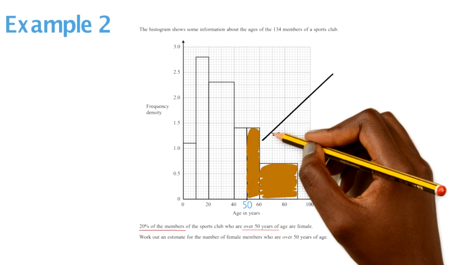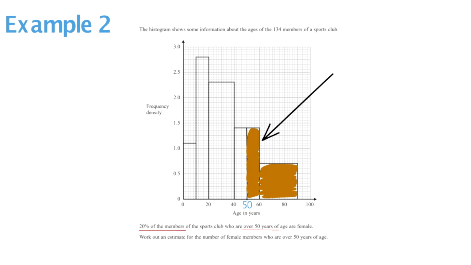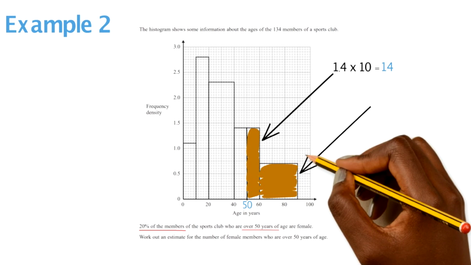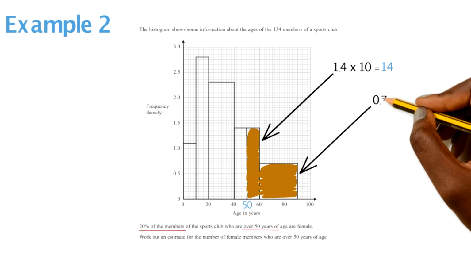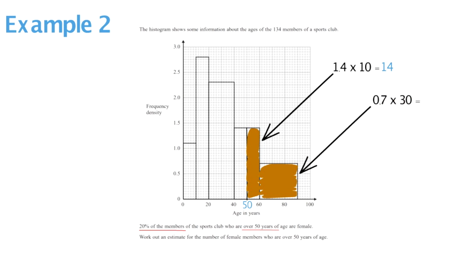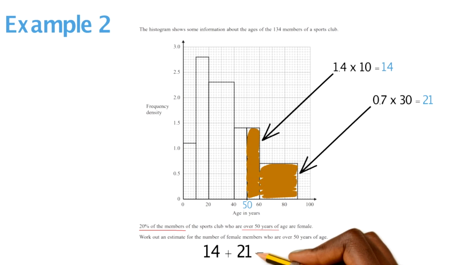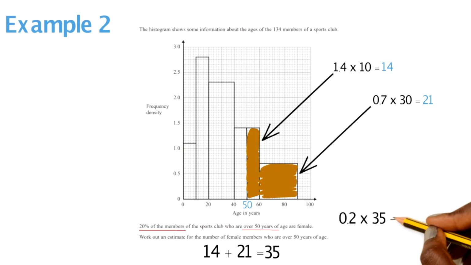Now we're going to work out the actual frequencies, as we know that the area underneath each box is the frequency. So the first one is going to be 1.4 times 10, because that's the frequency density for that box times the class width, and the other one is going to be 0.7 times 30. That should leave you with two answers of 21 and 14. We're going to add those two numbers together because that's going to give us a total number of 35. So 35 individuals are over the age of 50, but because only 20% of the members are female over the age of 50, we're going to work out 20% of 35, which is 7. So 7 should be your final answer.